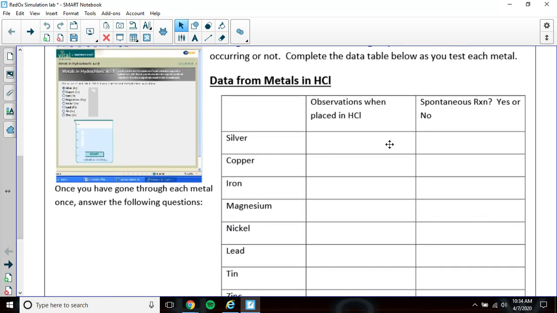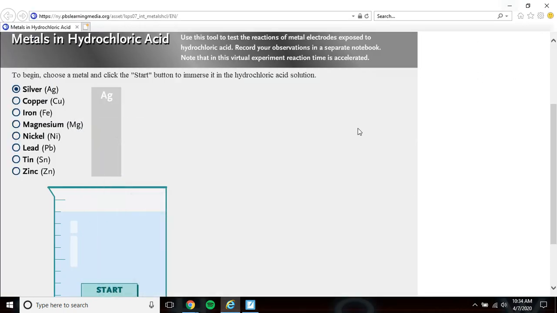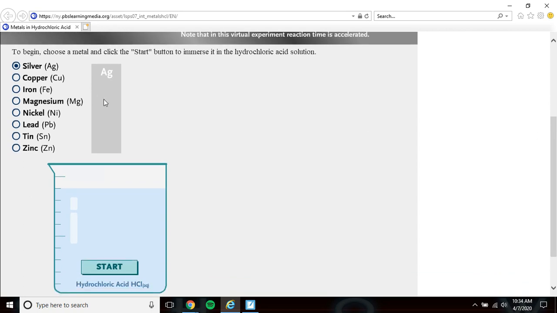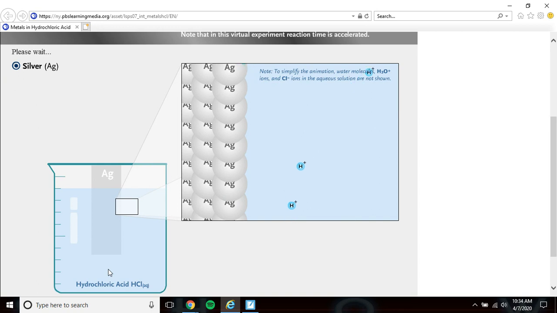We need to take some data. So I'm only going to write on this page once or twice, and I'll run through the rest of them, and I'll let you guys decide what's what. So I have silver. This is a chunk of metal silver, and I have hydrochloric acid. I'm going to put the silver in the hydrochloric acid.